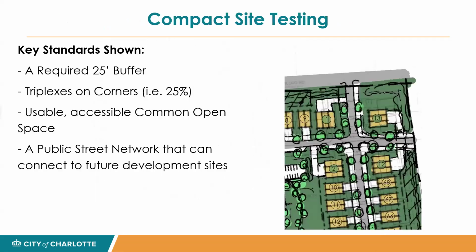Next slide. And just so you can see a little bit more what that looks like, you can see here in that hedgerow, the buffer, you can see the triplexes on corners. You can see down in the bottom left, that usable common open space. And then you can also see the public street network that connects to future development sites. So depending on what the adjacent development is, by getting public streets we can potentially get streets that connect to adjacent development. Next slide.